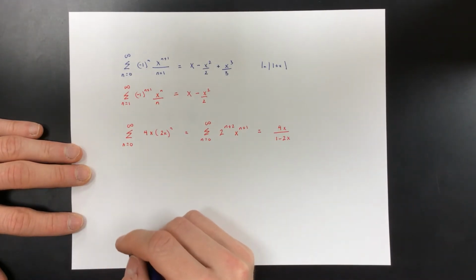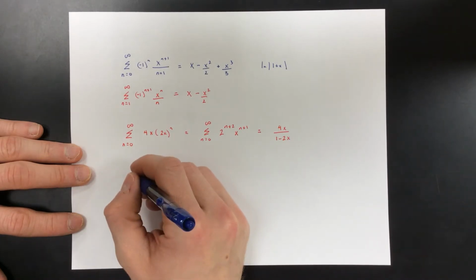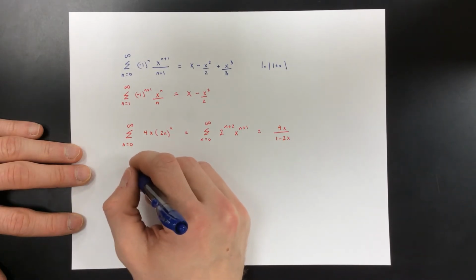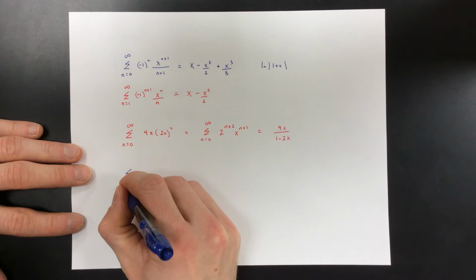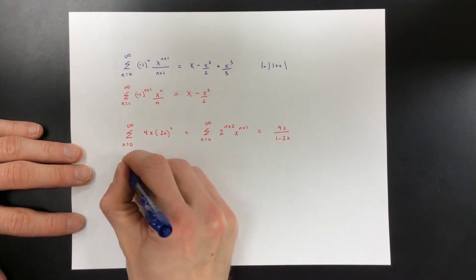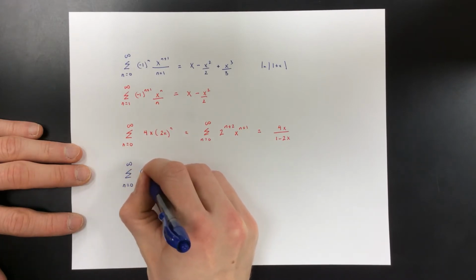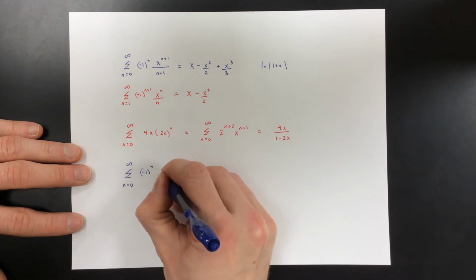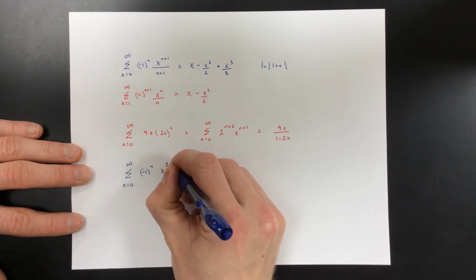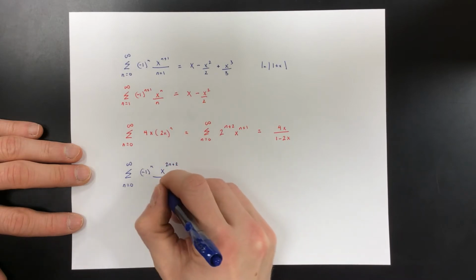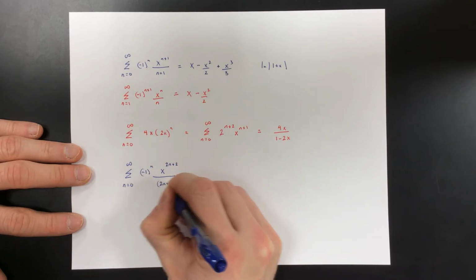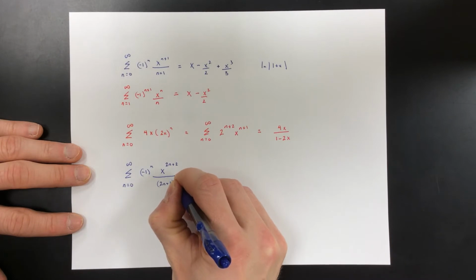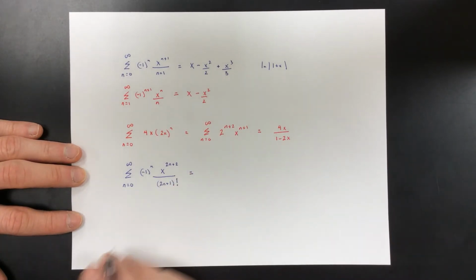And lastly, they'll do something like this. We'll go n equals 0. We'll make it alternating, and we will make it x to the 2n plus 2 over 2n plus 1 factorial. Okay, you can pause the video, and I want you to think about what function that is. Okay, anyone know the answer?